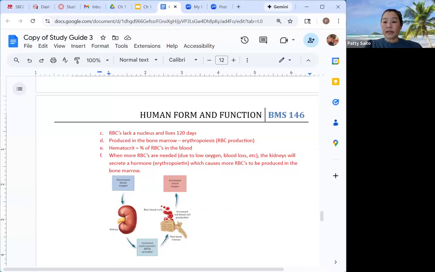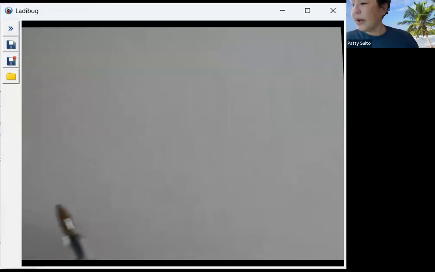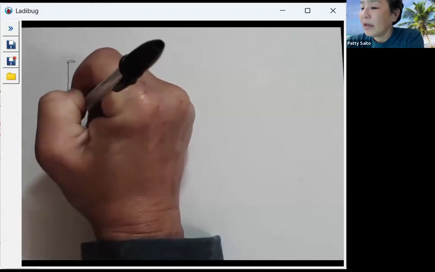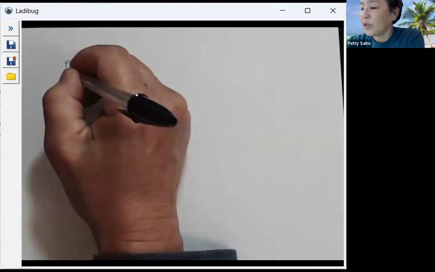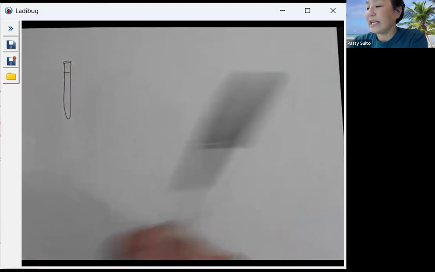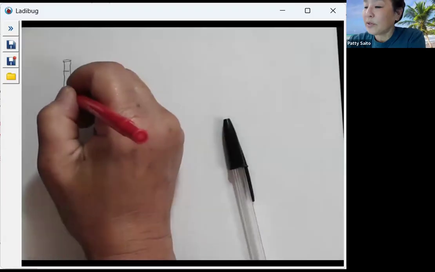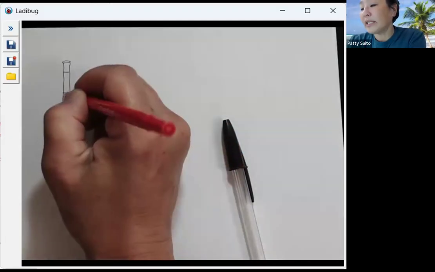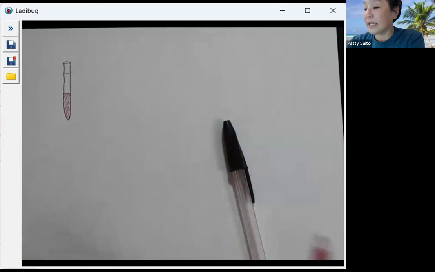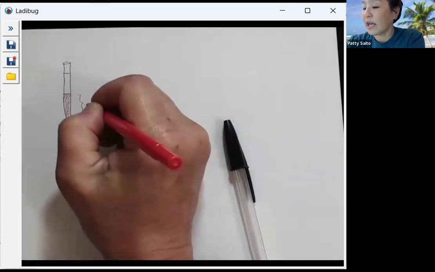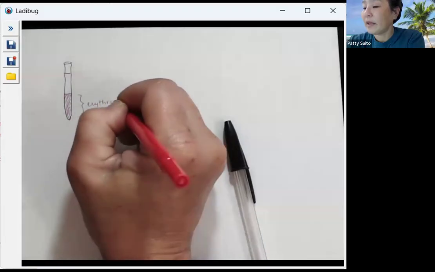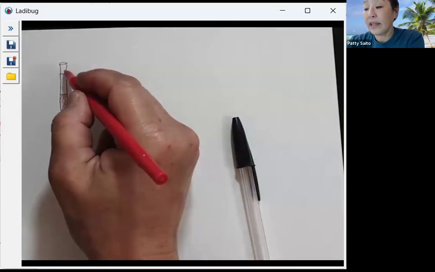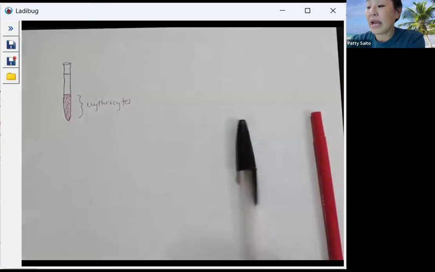Let me just draw that really quickly. So when you do a hematocrit, okay, they're gonna take a sample of blood. They fill the tube up, let's say, with blood, and they centrifuge it. And when it centrifuges, as I mentioned before, it's going to separate into its components. And this lower part will be the red blood cells, the erythrocytes. And so the percentage of erythrocytes in the whole blood would be the hematocrit.